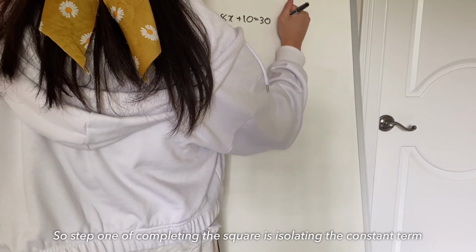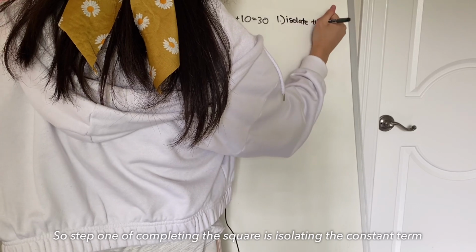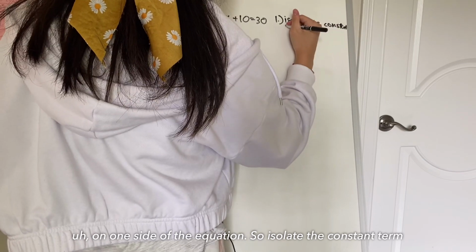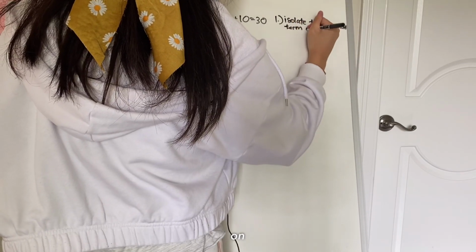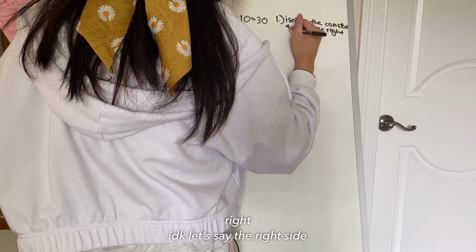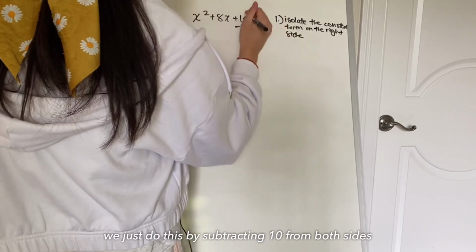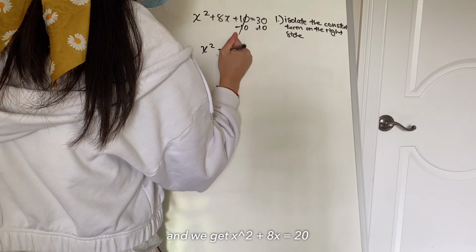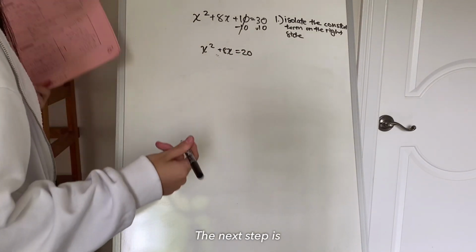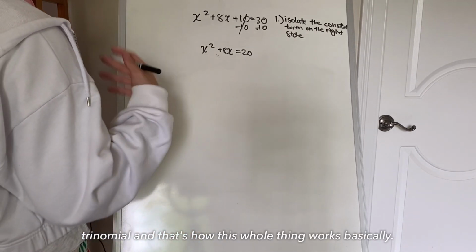So step one of completing the square is isolating the constant term on one side of the equation. So isolate the constant term on, let's say, the right side. We do this by subtracting 10 from both sides, and we get x squared plus 8x equals 20.